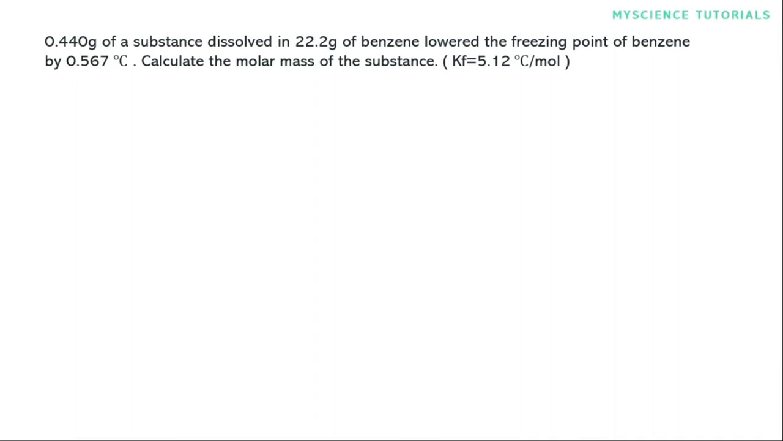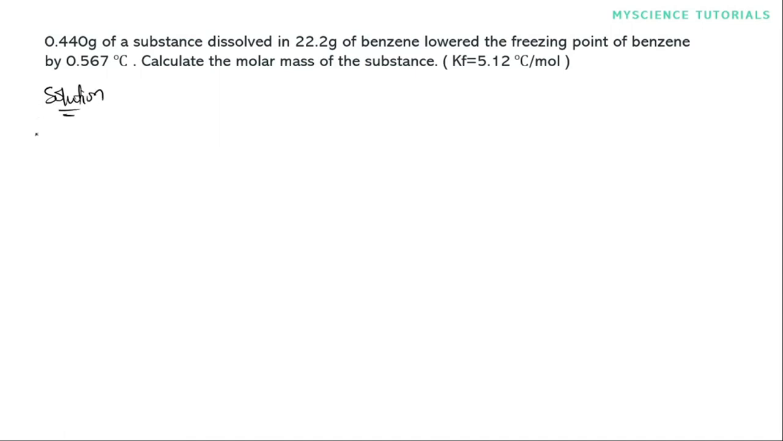So the first example we want to look at is: 0.440 gram of a substance dissolved in 22.2 grams of benzene lowers the freezing point of benzene by 0.567 degrees Celsius. We have to calculate the molar mass of the substance, given that KF is equal to 5.12 degrees Celsius per mole. Alright, so let's write down our solution.